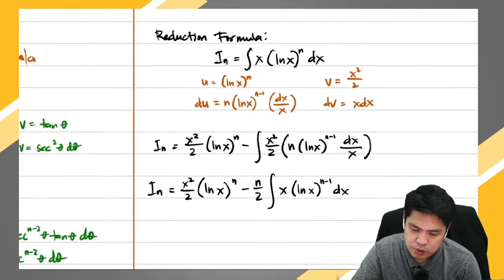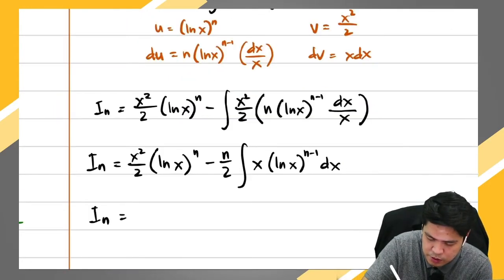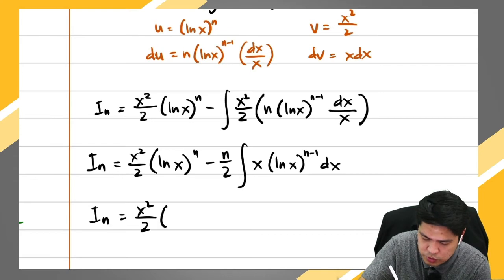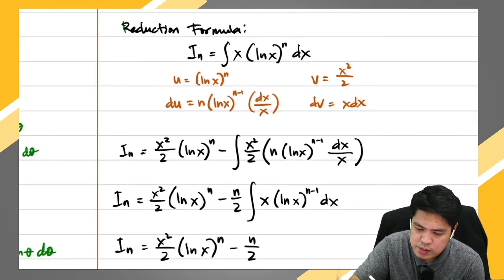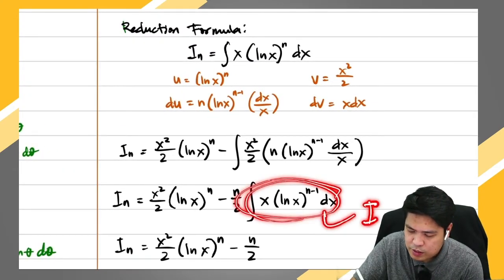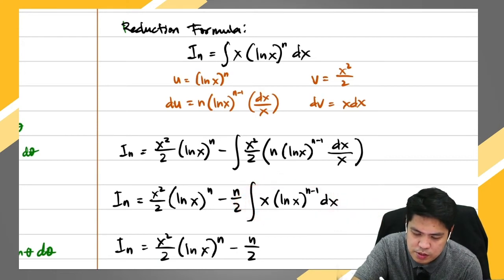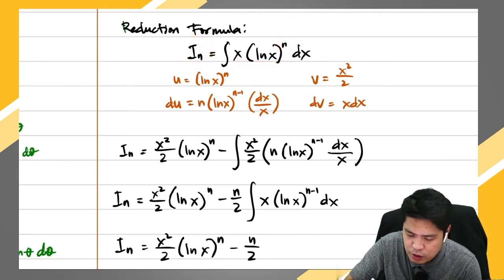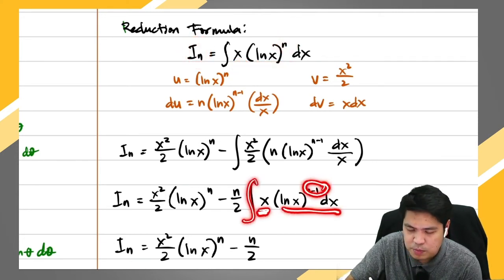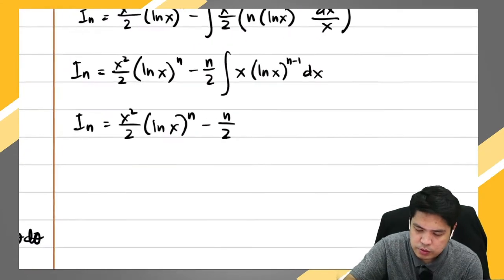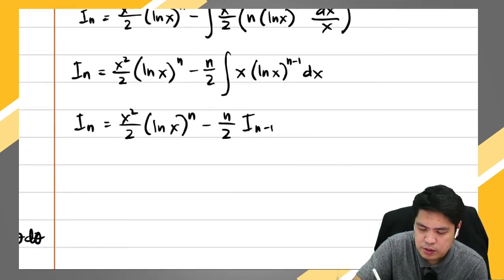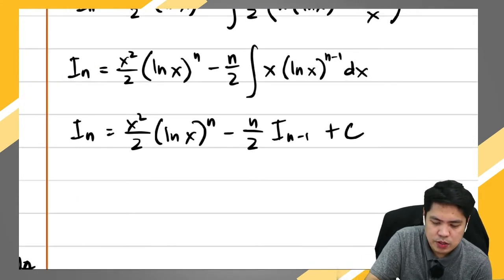Okay, so from here we'll have I sub n is equal to x squared over 2 ln x raised to n minus n over 2, and this is actually I sub n minus 1. Ito, because I sub n is integral of x times ln x naka-raise siya dito sa n. So therefore, ito, integral of x times ito naka-raise sa n minus 1. So therefore, this is just I sub n minus 1. Yan lang. Then plus c. So this is now the reduction formula.